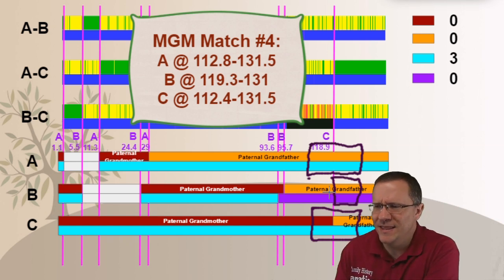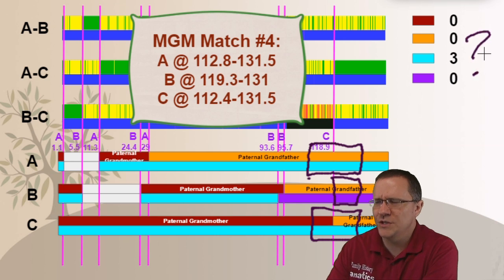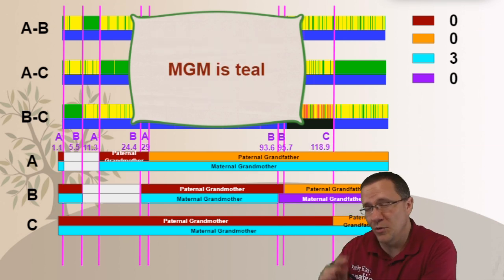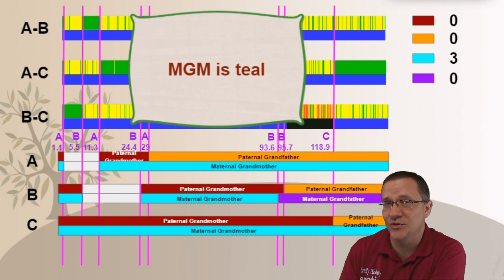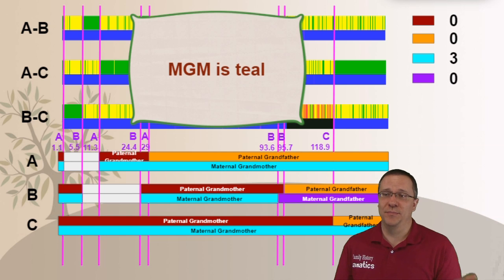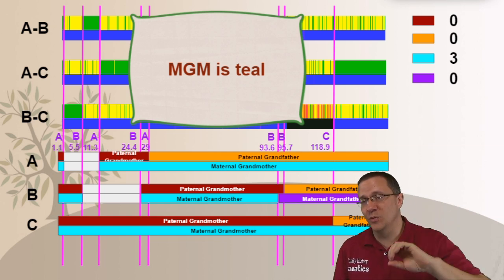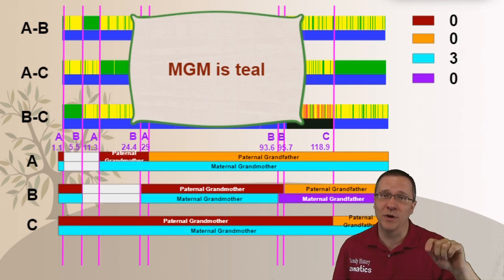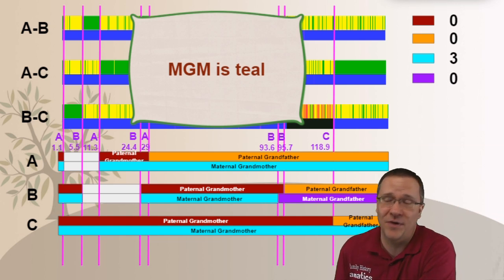So this could be orange. It could be something else. We're not really sure. We've got a question of where this is. But for the most part, we can make our initial assumption, and that is that teal is our maternal grandmother. And so we're going to label the teal ones as maternal grandmother and the purple ones as our maternal grandfather.